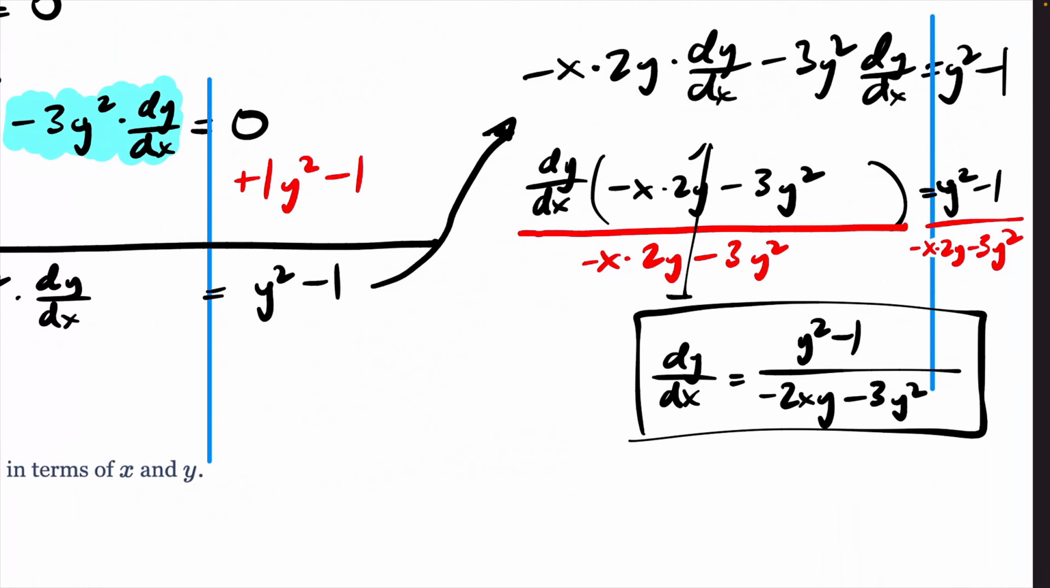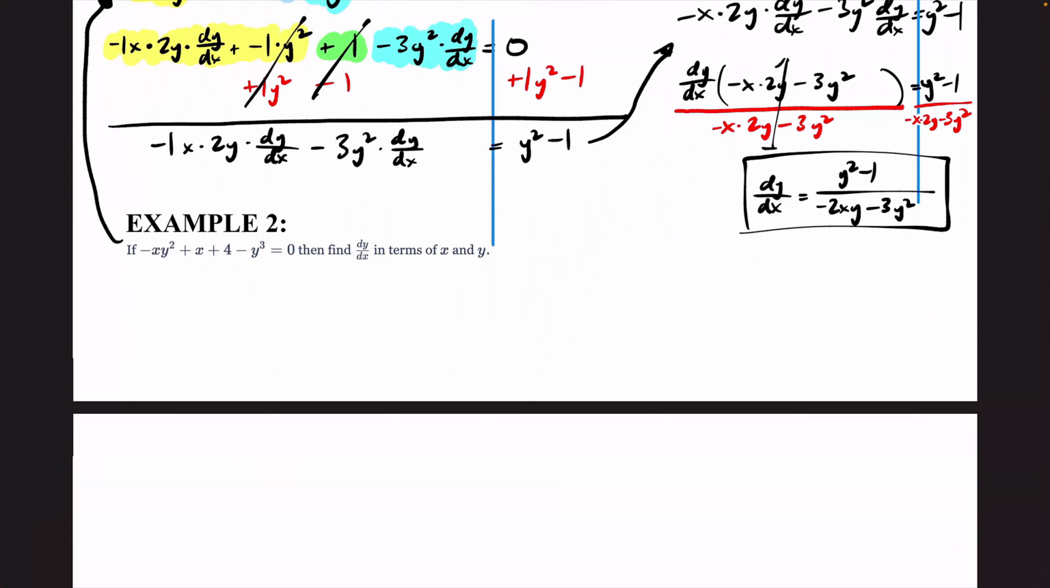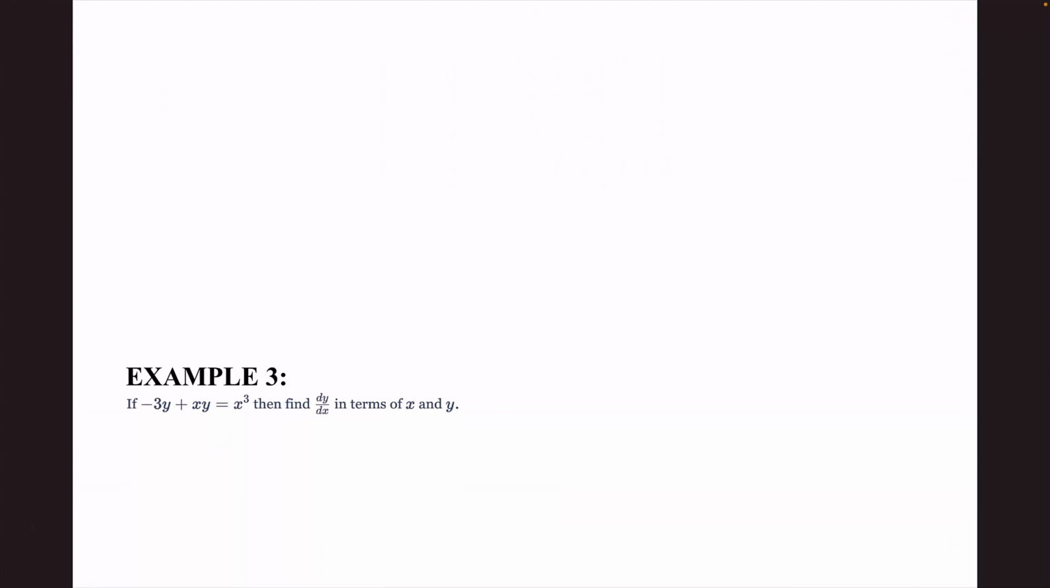All right, let's try number 3 now. My number 3 is way down there. Okay, so number 3: negative 3y plus xy equals x cubed. All right, I want you to try that one on your own.